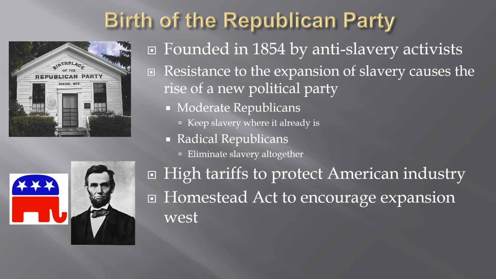The Republican Party had some other key issues, though. They wanted higher tariffs to protect American industries, so this was something that got them a lot of approval in the North at the expense of the South. They also wanted a Homestead Act to encourage expansion west. A Homestead Act would be a law that gives people very inexpensive or free land in order to move out west and expand into the new territories.